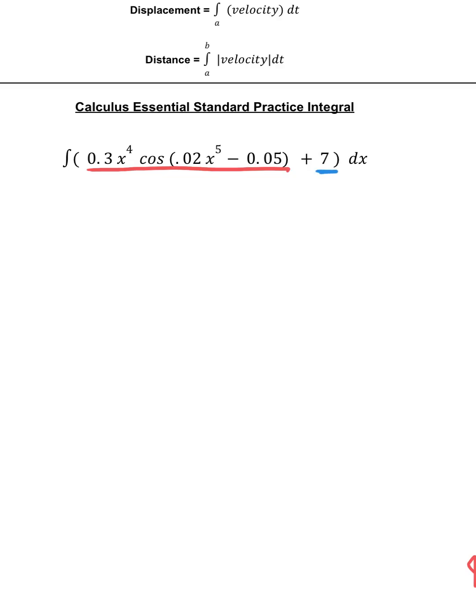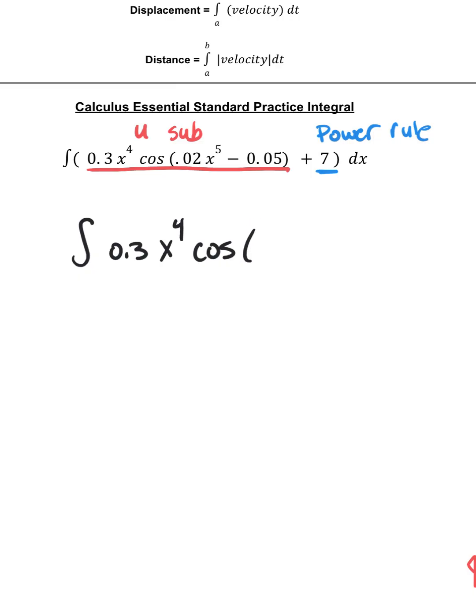So remember your three antiderivative options. You have the power rule, you have u substitution, or you have your flashcards, the ones that you just know. So this first term is going to be u substitution because there is an outer and an inner function. And over here on the end, this is just going to be an easy power rule. So we are going to go off to the side here, take that first term, and write out our u substitution steps.